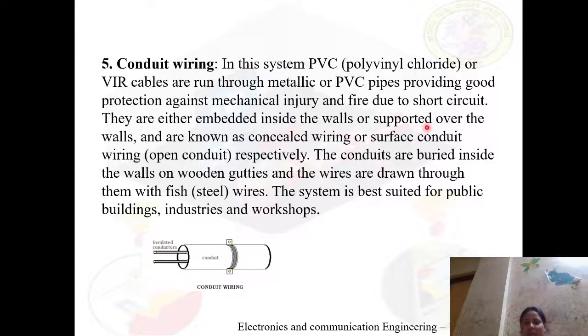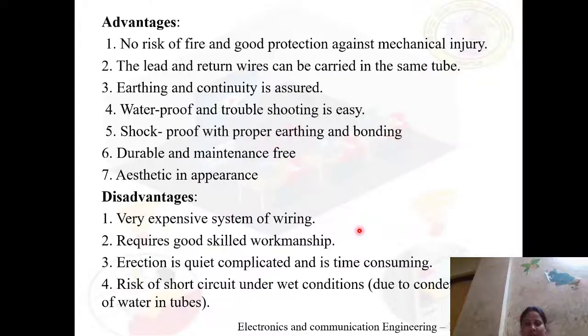So if they are mounted inside the wall, then it is called concealed wiring, and over the wall we call it surface conduit wiring. So the conduits are buried inside the wall on wooden gutties, and the wires are drawn through them with steel wires. This is what the structure of conduit wiring looks like, and the system is best suited for public buildings and for industries and workshops.